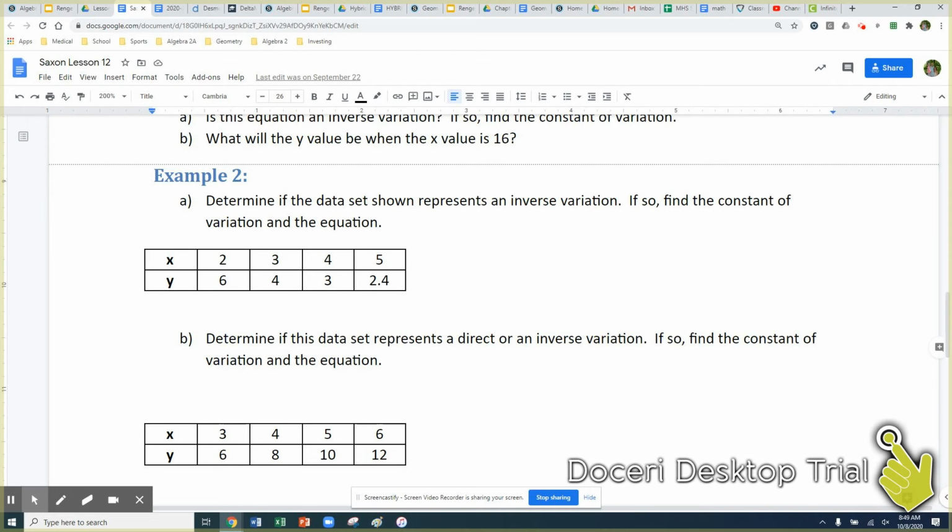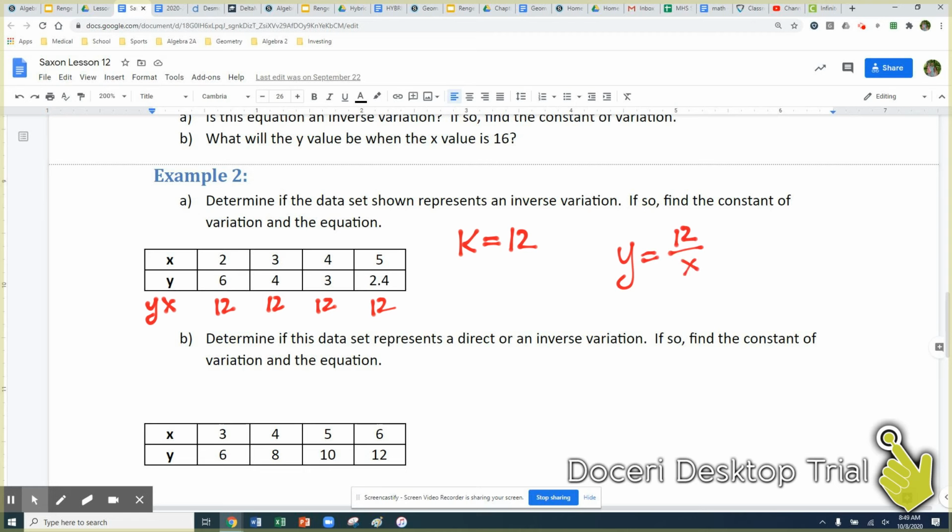So now we have a possible inverse variation. We just have to check what's happening when I multiply my 2 variables together. So 2 times 6, 12. 3 times 4, 12. 4 times 3, 12. And then 5 times 2.4, it's like half of 24, which is 12. So we do have that constant value of 12. Once we know that k is equal to 12, that's like your total number of person hours to complete the job. Now we can write our equation. Y equals 12 over x.